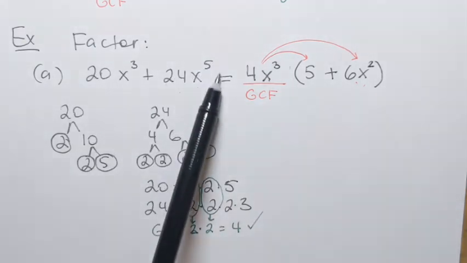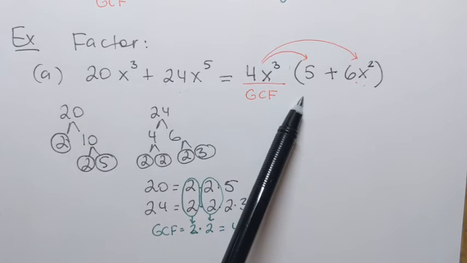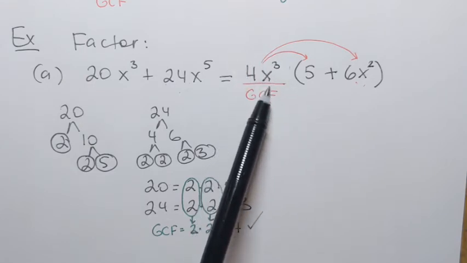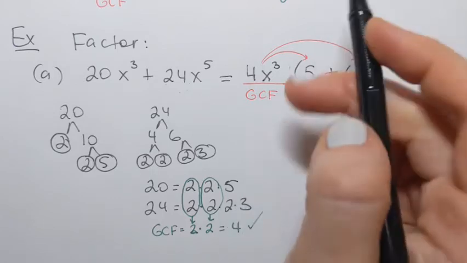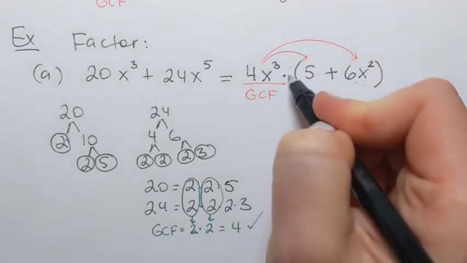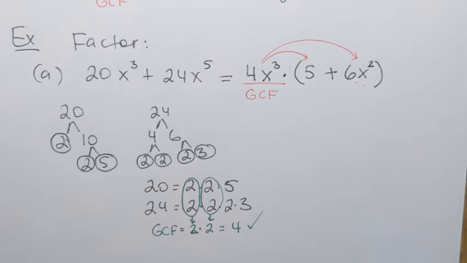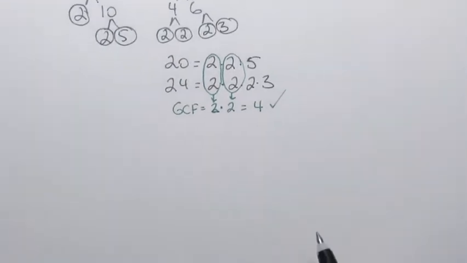So we started with this expression and we were able to factor it, rewrite it as the product of 4x cubed and this binomial. So that's what it means to factor. So I have a product in between them, so I can put a dot. Let's try it one more time. Let's do one more example.